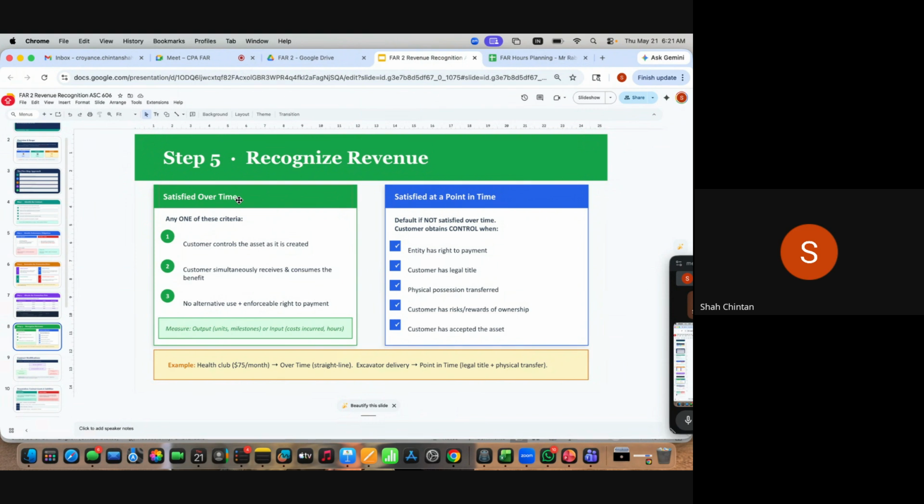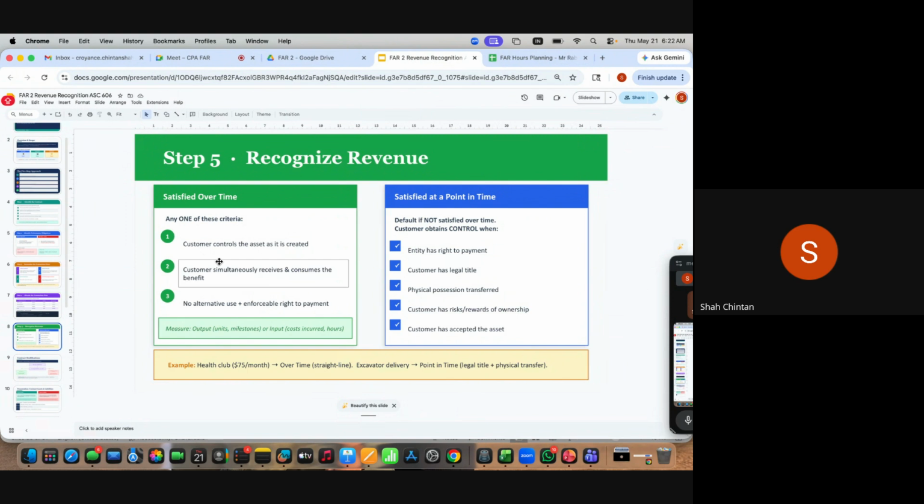सो अकाउंटिंग स्टैंडर्ड क्या बोलता है? Revenue is recognized over a period of time if any of the three conditions are satisfied. If none of these conditions are fulfilled, then you recognize revenue at one point in time. So number one, when entity is performing, an asset is created which is controlled by the customer.